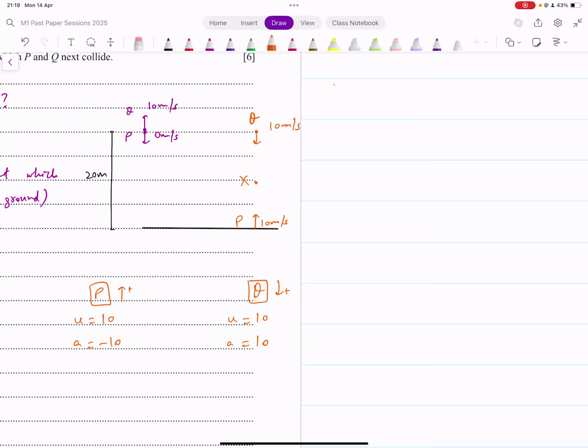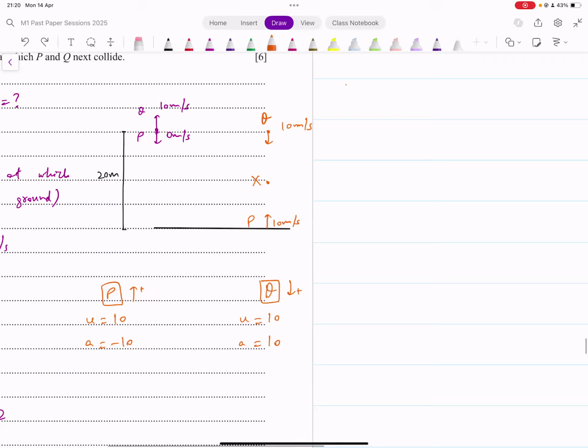Now, these are two things that we know for both of them, right? Initial velocity and acceleration. What is it that we do not know? We do not know final velocity, we do not know time, and we do not know displacement. Is there anything common between them that we can use here? Time is common, right? Time is common because they start at the same point and they're ending at the same point. So time is common.